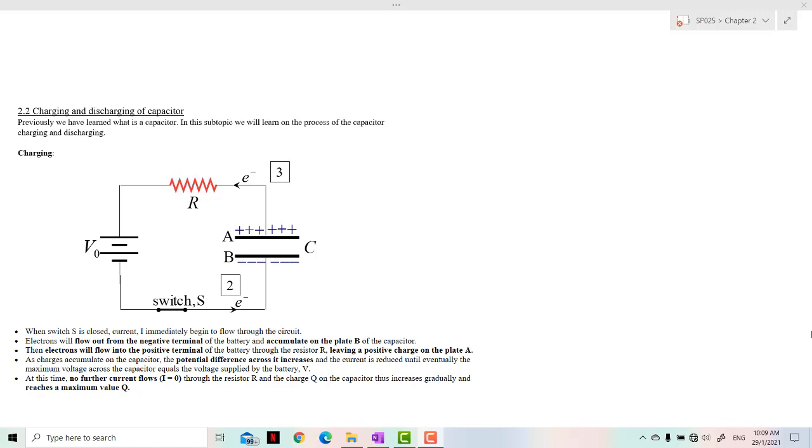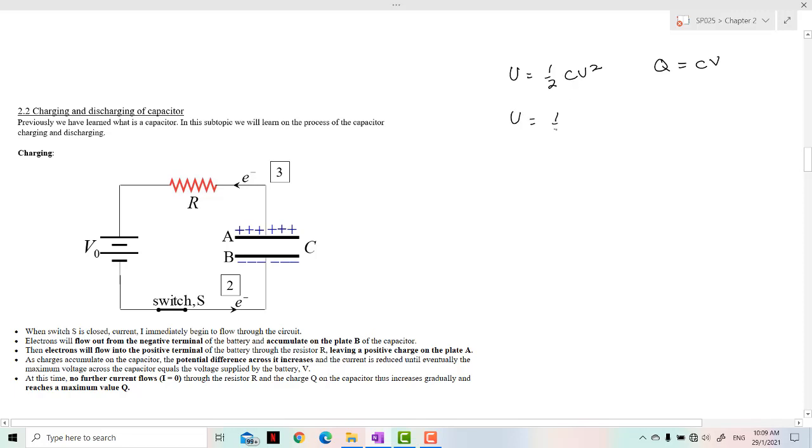Okay, so today we're going to do the second subtopic, which is 2.2, charging and discharging of a capacitor. Before I begin, I just want to show back the energy of a capacitor. The energy of a capacitor is U equals half CV squared. But since Q equals CV, we can eliminate the C, so you can actually write this as U equals half QV. Eliminating the C, so C equals Q over V.